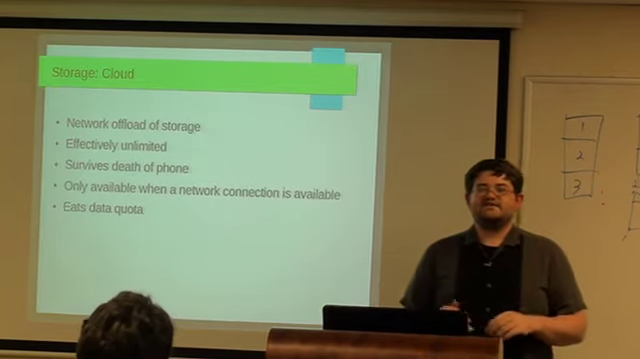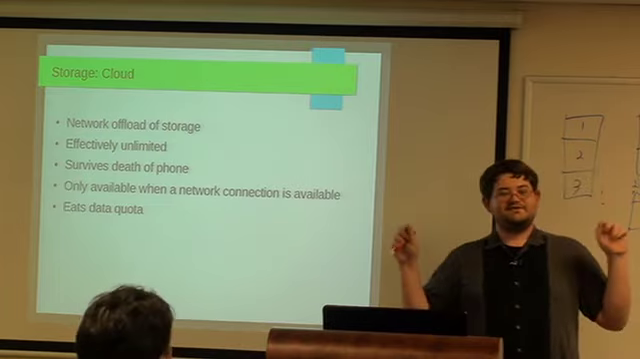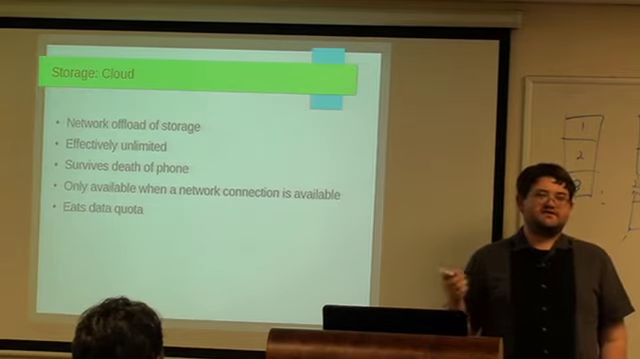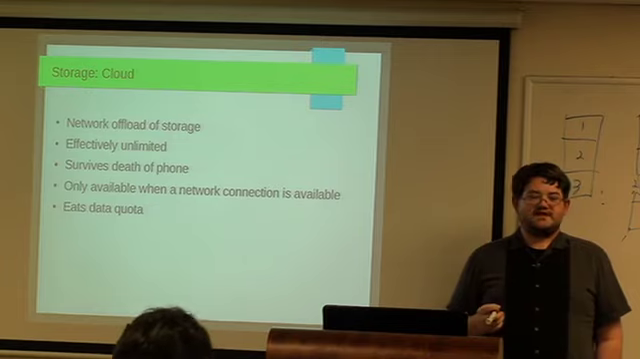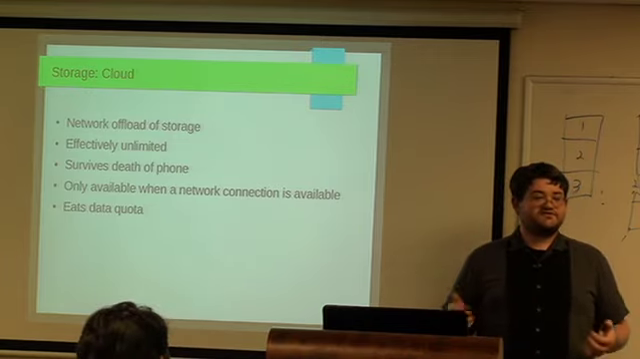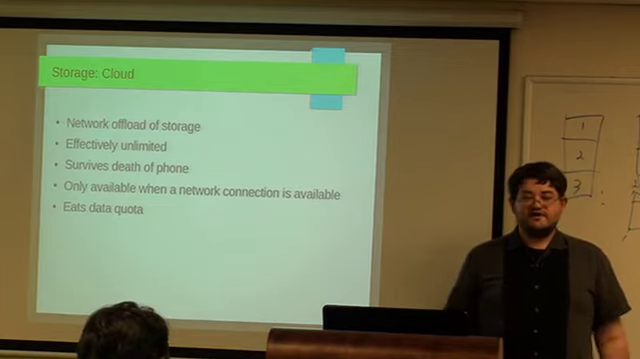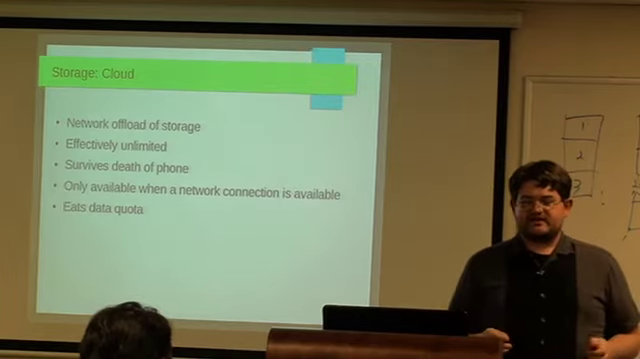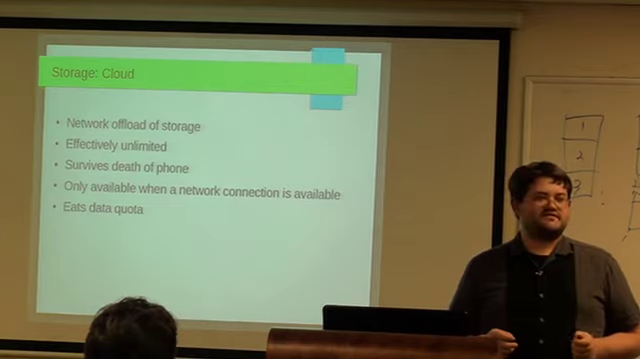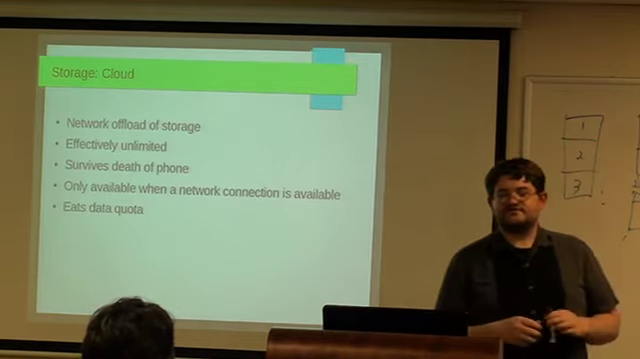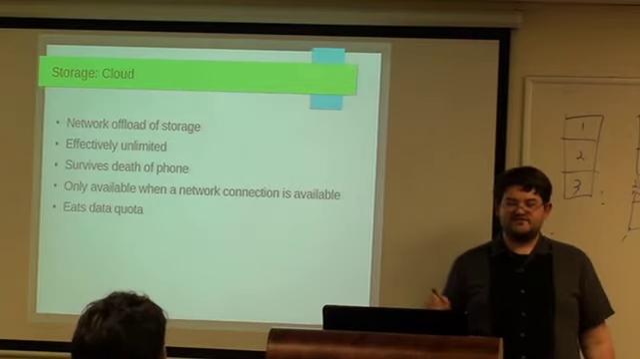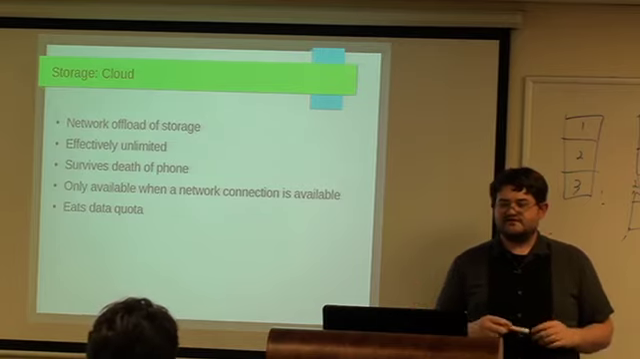The cloud. Everyone loves living in the cloud. This is basically network offloaded storage. The basic idea is you get effectively unlimited storage, and it'll survive the death of the phone. So if you're taking pictures and storing them to the cloud, and your car gets run over by a steamroller, you still have your pictures. Everything's good, except you need to get a new phone now. The big problem with cloud storage is it's only really available when the network connection is available. So if you're out in the wilderness, you won't be able to use cloud storage, which is unfortunate. Although most cloud implementations will cache stuff offline so that they can sync it when you get your data connection back. So you really won't have to worry about that too much.